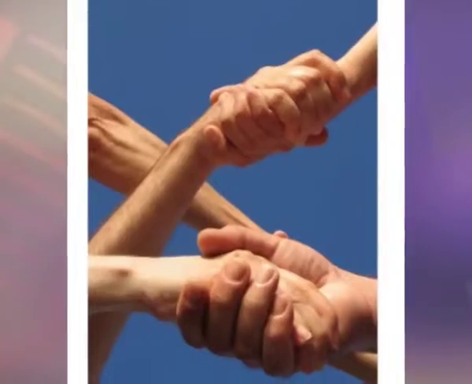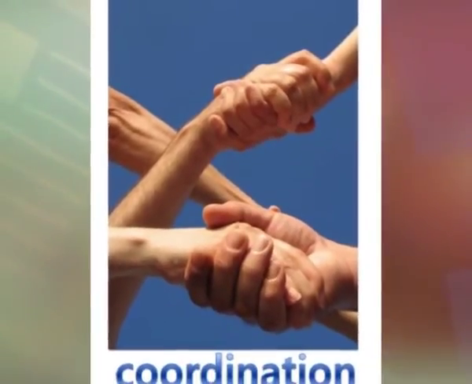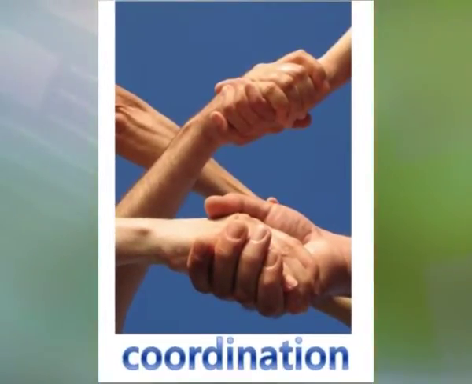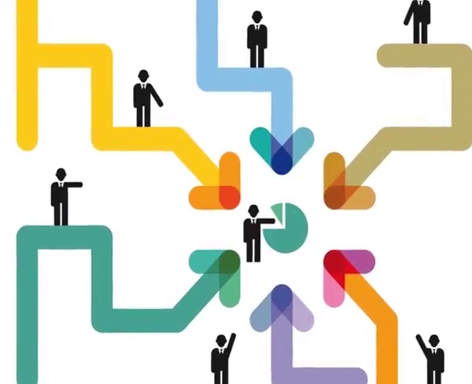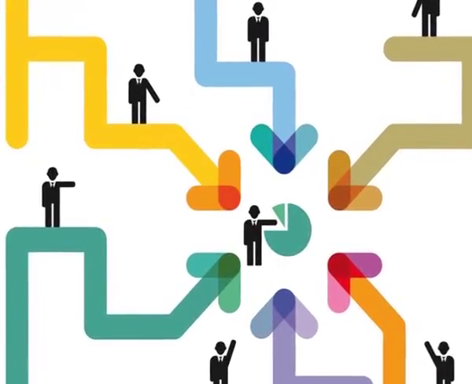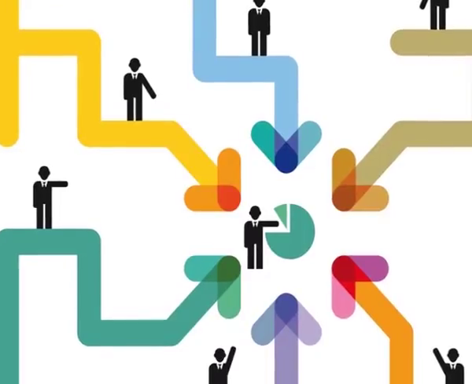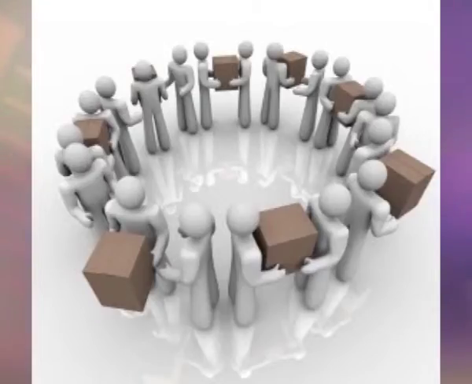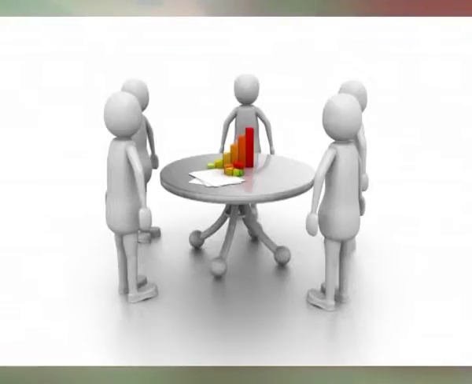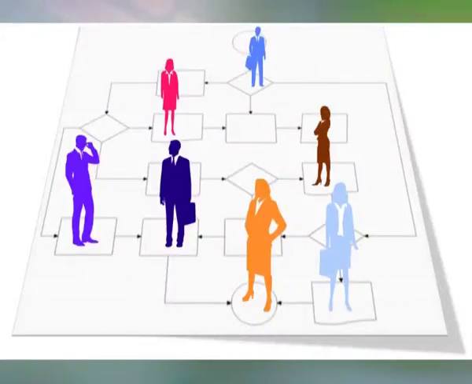Types of coordination. Number 1, internal coordination. This involves coordination amongst the employees of the pharmaceutical industry. Number 2, external coordination. External coordination means coordination between organizational employees and outside persons. Advantages of coordination: increases efficiency, improves morale, develops and retains good personnel.